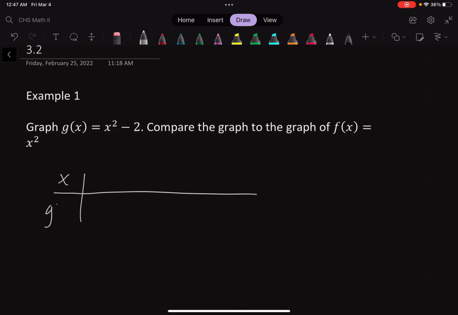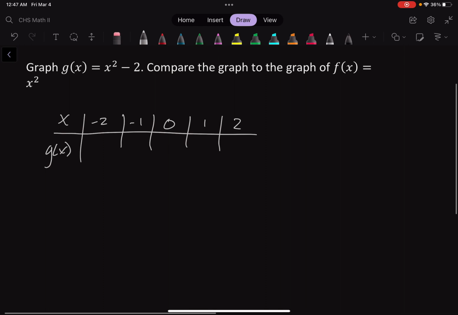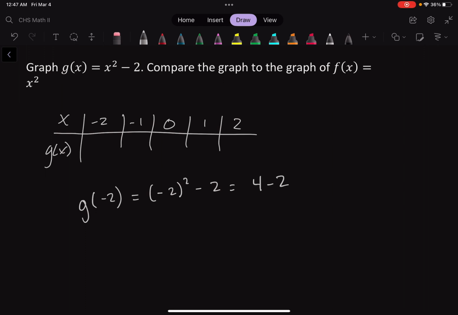We'll say this is g of x, and then I want to do -2, -1, 0, 1, and 2. Remember, this is function notation. So we're going to do g of -2. That'd be like saying -2 squared minus 2, which is also like saying 4 minus 2, because -2 times -2 is +4, and 4 minus 2 is going to be a +2. So our number right here is going to be +2.